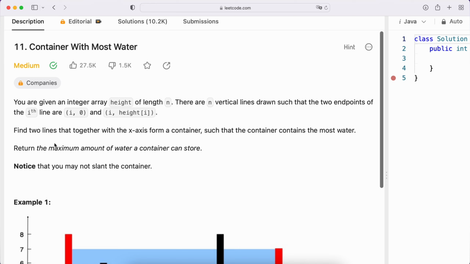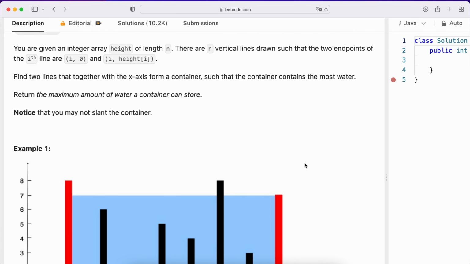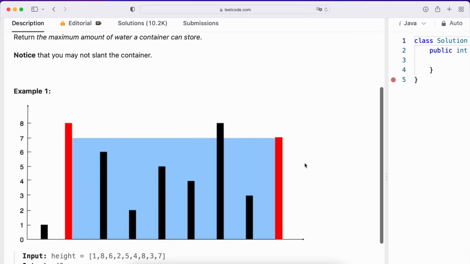You are given an integer array height of length n. There are n vertical lines drawn such that the two endpoints of the ith line are (i, 0) and (i, height[i]). Find two lines that together with the x-axis form a container, such that the container contains the most water. Return the maximum amount of water a container can store. Notice that you may not slant the container.